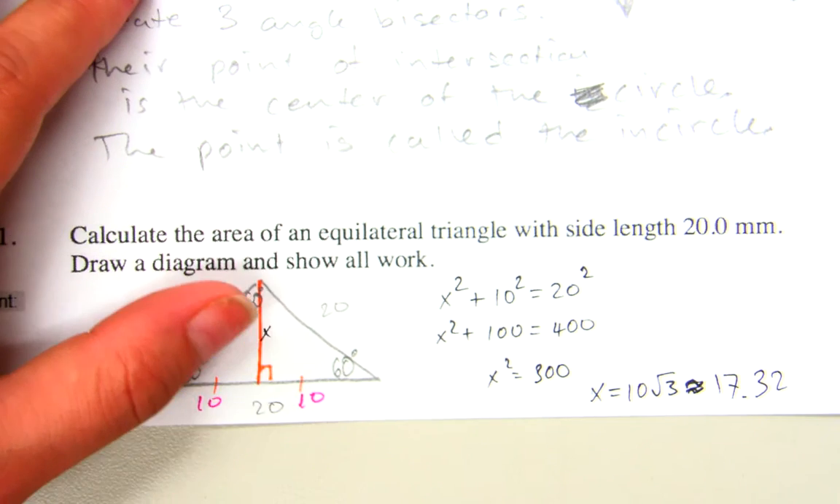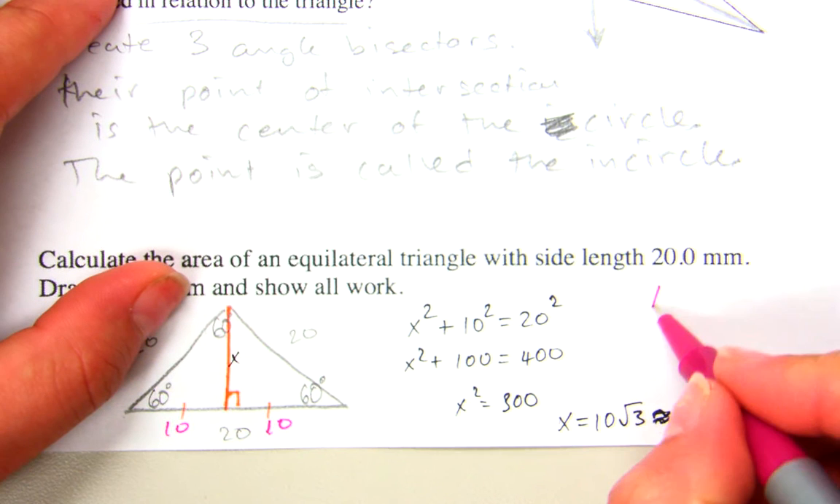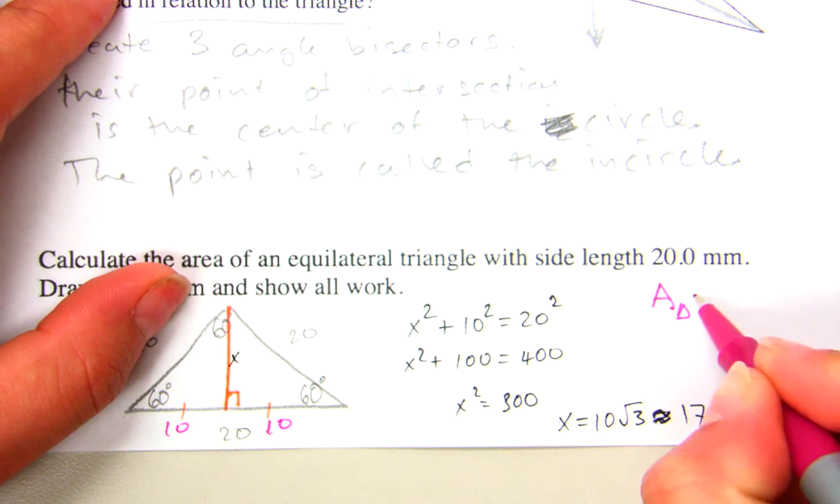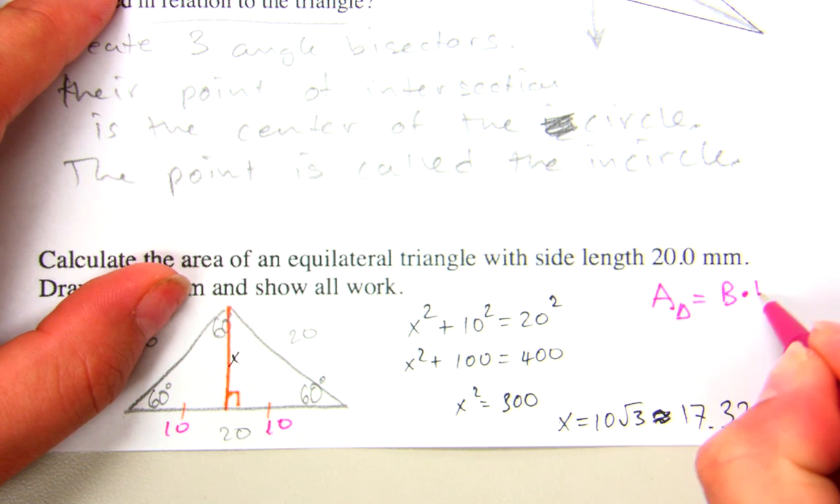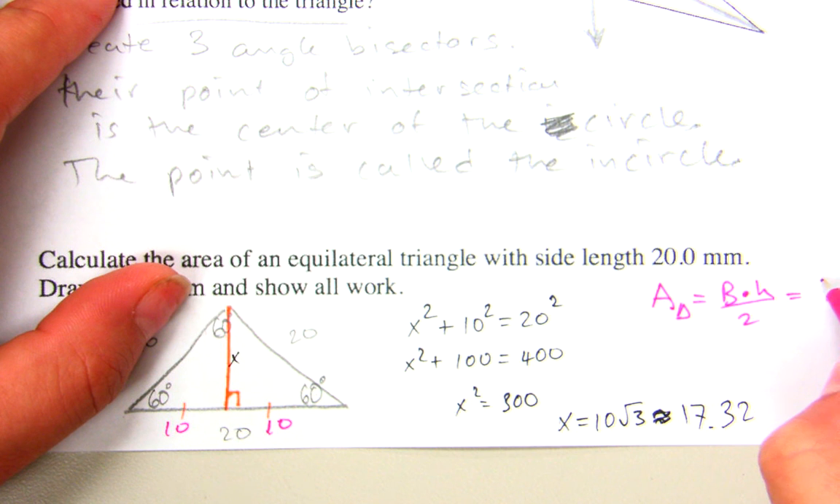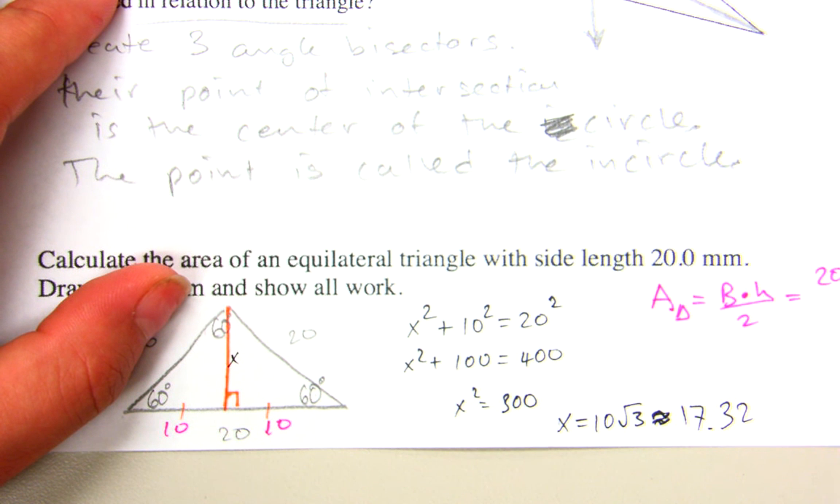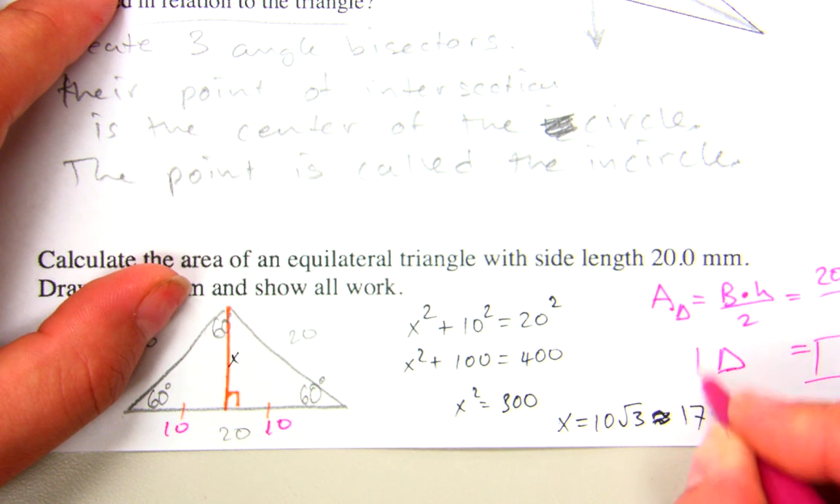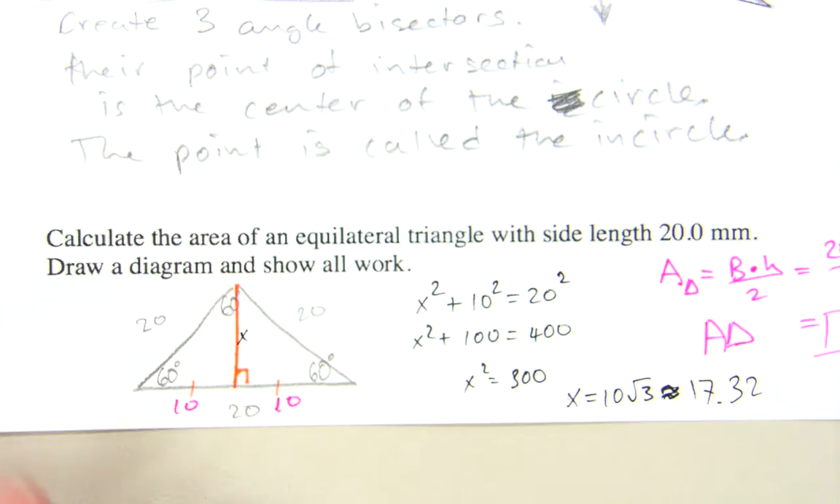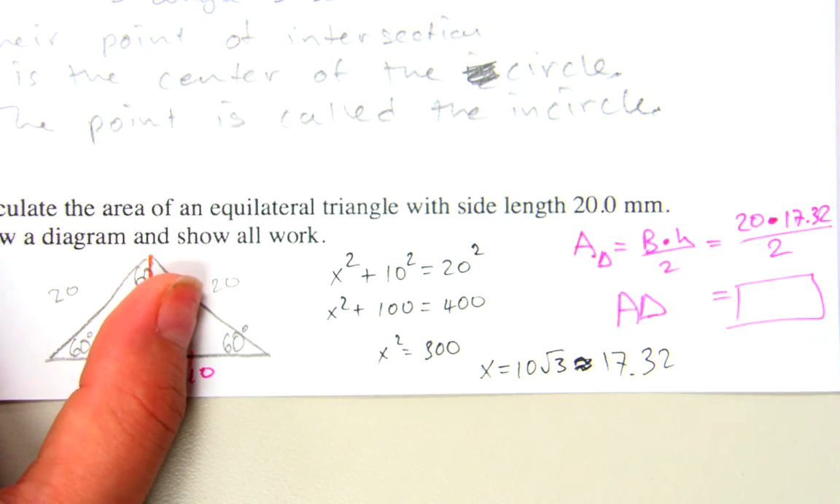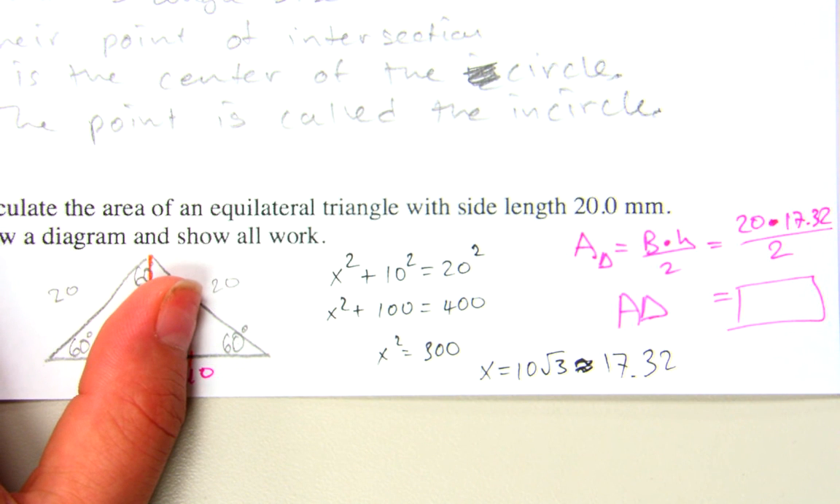Okay, so now you just need to calculate the area of the triangle. So area of the triangle is base times your height divided by 2. Your base is 20. Your height is 17.32-ish divided by 2. And then you can find the area of that triangle. All right, that should be it. If you have any questions, please see me. If not, I'll see you later in class.